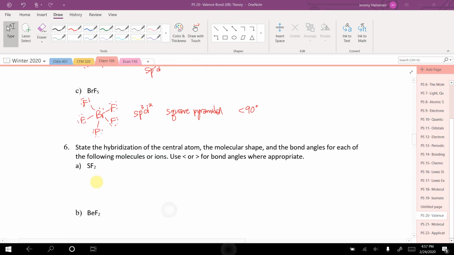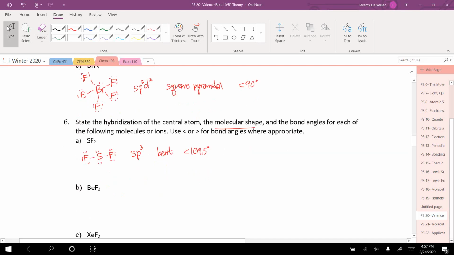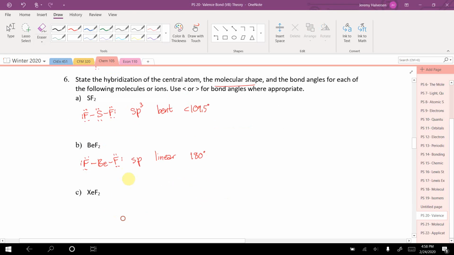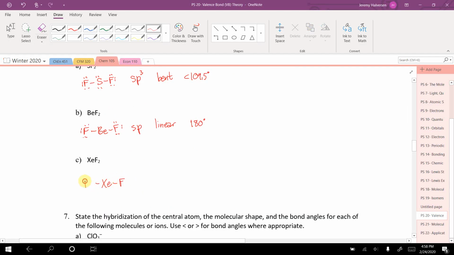All right, and here we're doing the same thing. So SF2. Okay, steric number 4, so it's sp3 hybridized. So that's tetrahedral electron geometry, but they want molecular geometry, so that's going to leave us with bent. And my angles are going to be less than 109.5 degrees. BeF2. Okay, steric number's 2, so it's sp hybridized, which is going to make it linear. So angles are 180 degrees. And XeF2. Okay, steric number 5, sp3d. This is also linear, which is exactly 180 degrees.